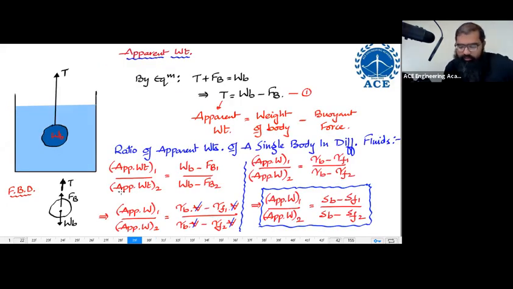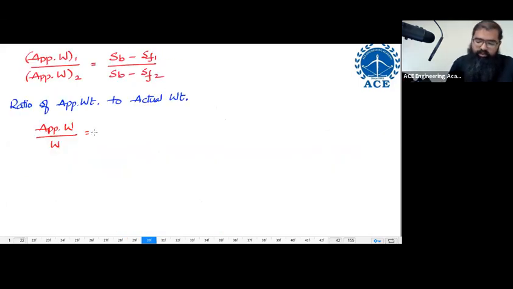Imagine in place of apparent weight, look at my cursor. In place of apparent weight 2, if I was writing actual weight, then what would happen? FB2 would not be there. Gamma F2 would not be there. SF2 would not be there.